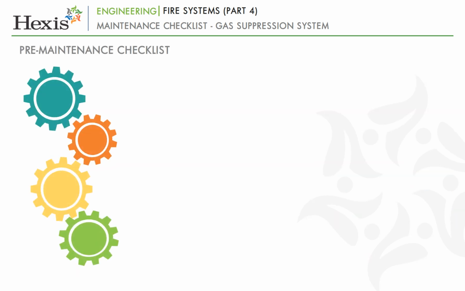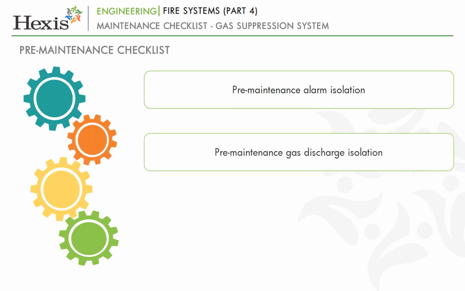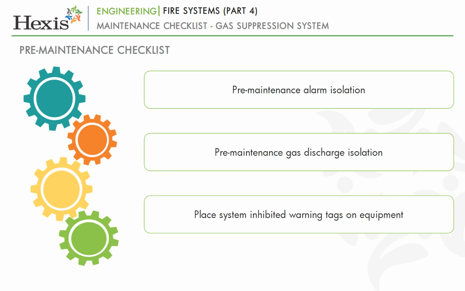The pre-maintenance activity checklist shall be followed. Pre-maintenance alarm isolation. Pre-maintenance gas discharge isolation. Place system inhibited warning tags on equipment.